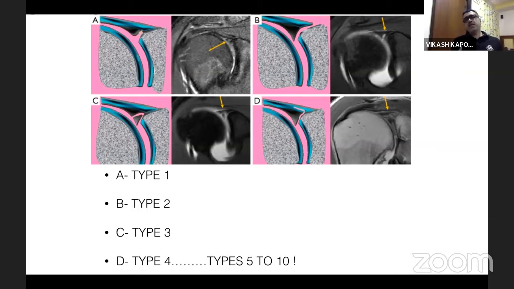But of course, the variations of all these four primary types run from 5 to 10, and they can extend anteriorly, posteriorly, down up to the 6 o'clock position. It can go rim-wise, and so there are various differences, but one of the primary four lesions will be there, associated, and then it can be subclassified into 5 to 10 SLAP lesions.